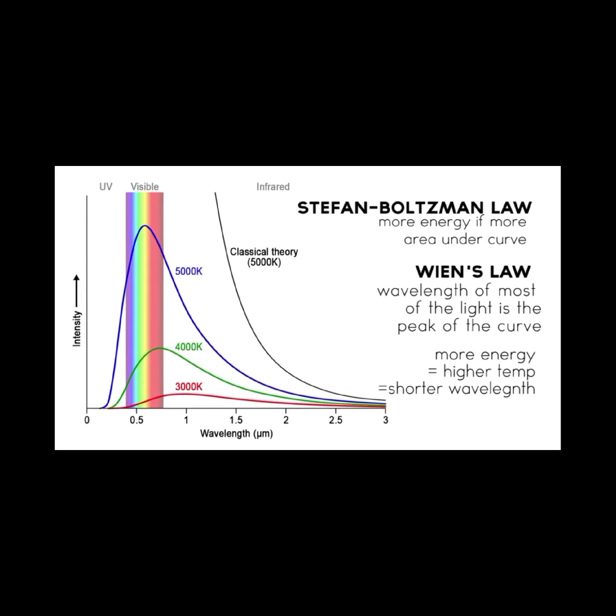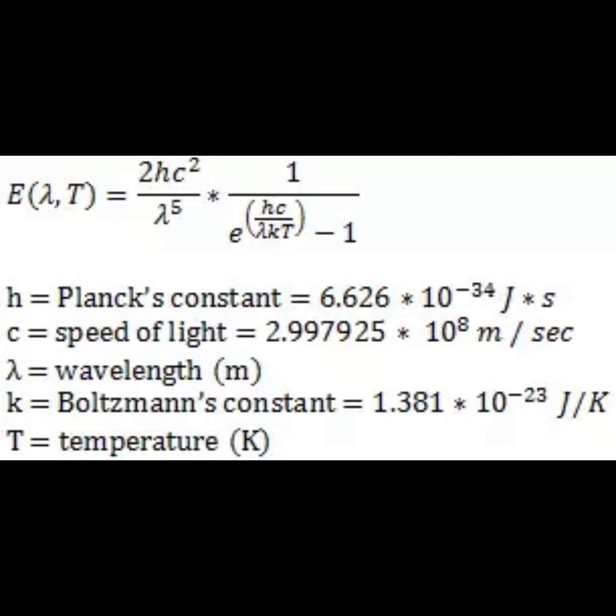Stefan-Boltzmann's law describes the total amount of energy produced in the light, seen here as the area under the curve. Wien's law identifies the wavelength of light at which most light is produced, seen here as the wavelength at the peak of the curve. As blackbody temperature increases, the total amount of light energy emitted increases and the peak wavelength moves to a shorter wavelength of light. Here is the blackbody radiation equation.